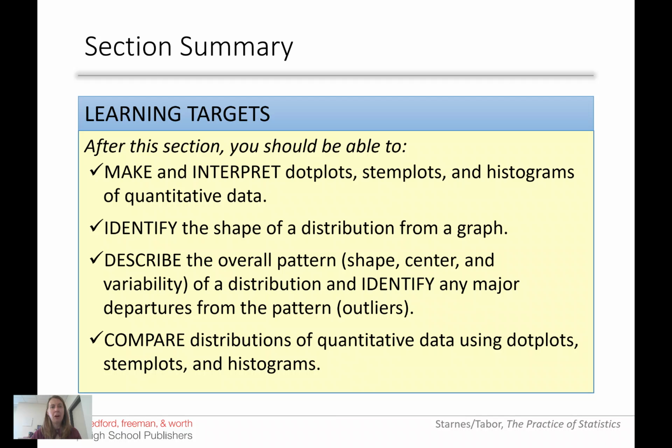All right, so that's all for section 1.2. The next section we'll get into doing some calculations for center and spread. So we'll get a little more mathy in the next section.